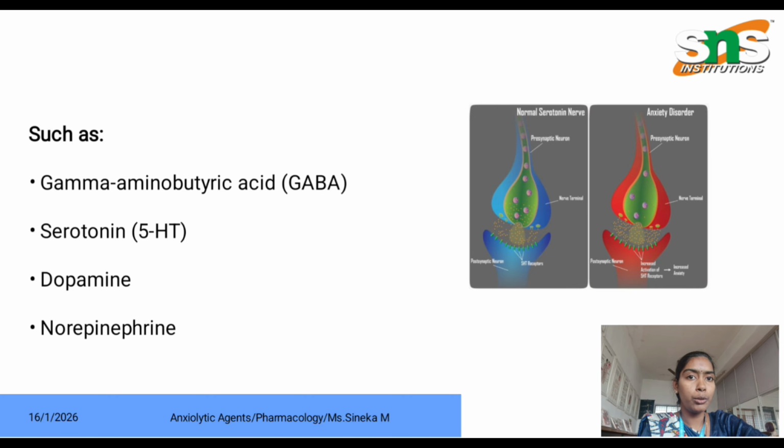Next one is serotonin. It is another neurotransmitter which regulates our mood and also helps with emotional stability. Dopamine works in the fear reward system and also maintains brain functions. Norepinephrine activates the brain regions and is helpful in stress responses. By altering these neurotransmitters, the anti-anxiety medications reduce the patient's anxiety and improve the symptoms.